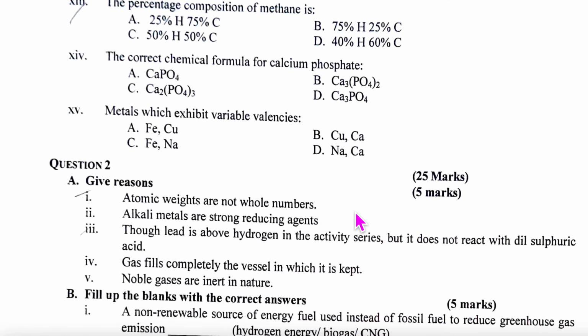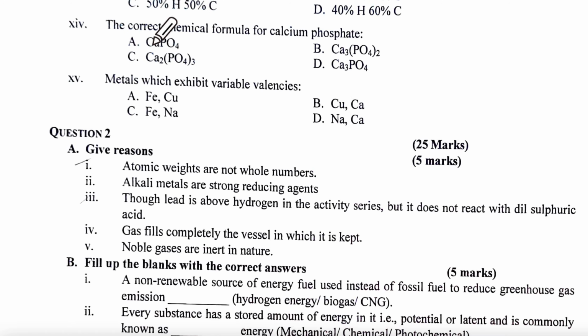Again easy. Chemical formula of calcium phosphate. Ca is 2 plus and PO4 is 3 minus. What will it be? Ca3(PO4)2. Got it? Yes, ma'am. Metals which exhibit variable valencies. Fe is 2 plus and 3 plus and Cu is 1 plus and 2 plus. So this is correct. Calcium does not have, sodium does not have. So the correct option is A.